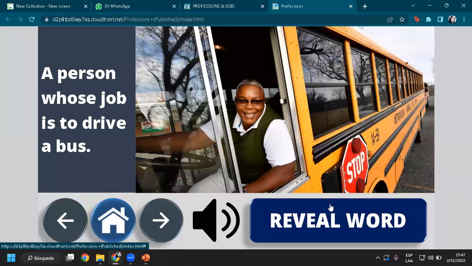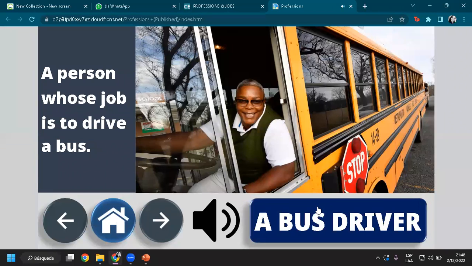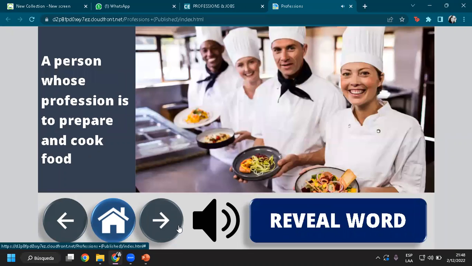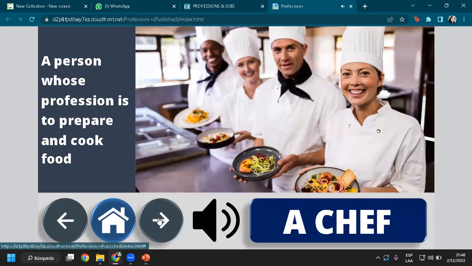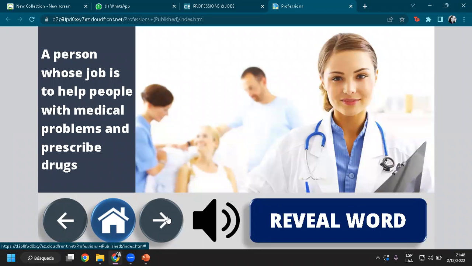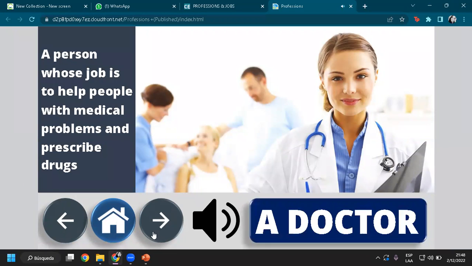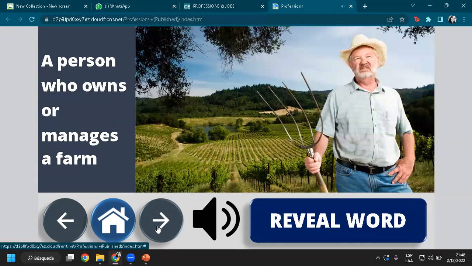Bus driver. Okay, pero como digo, drive bus, así se dice? ¿Cómo decíamos cuando manejaba un camión? Truck driver. Si maneja un autobús. Bus driver. Very good. A bus driver. How about this one? Chef. A chef. Very good. Doctor. A doctor. Okay. Agricultor. How can I say agricultor in English? What do you think?